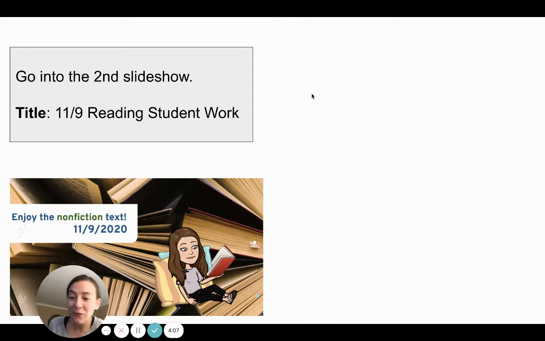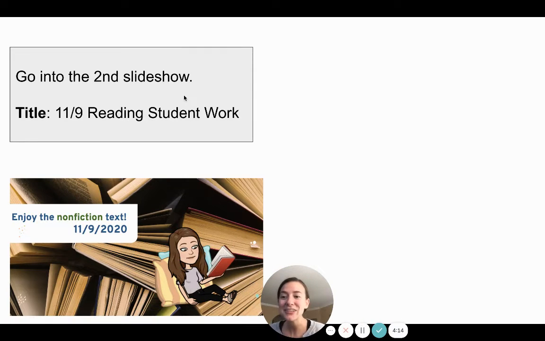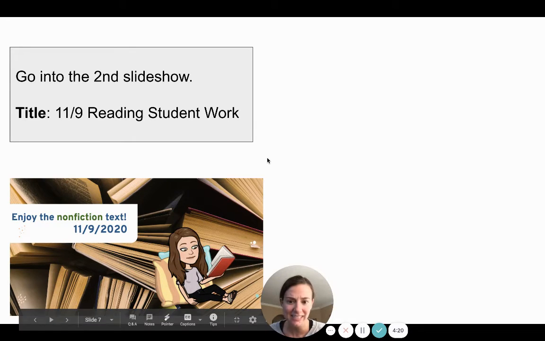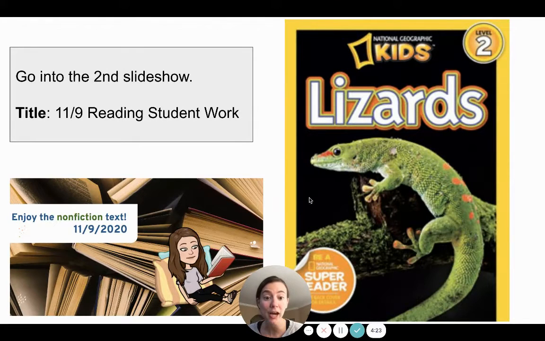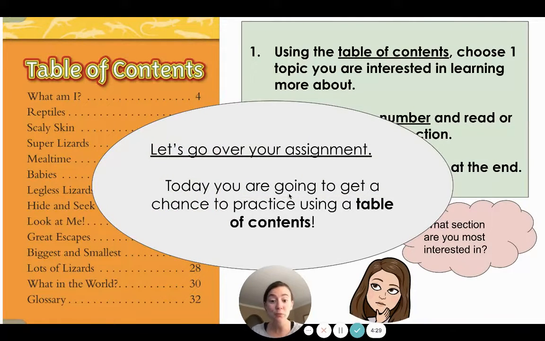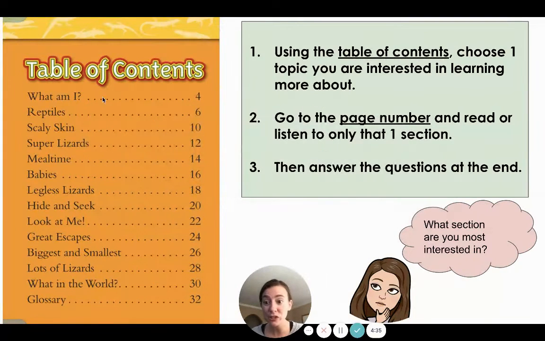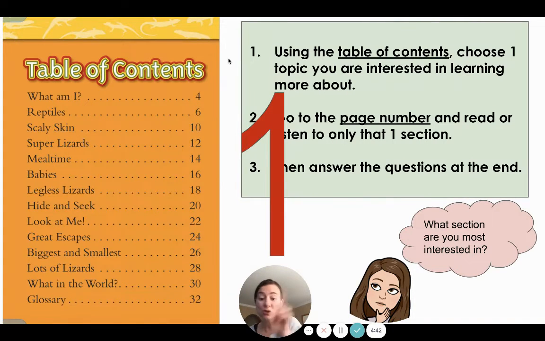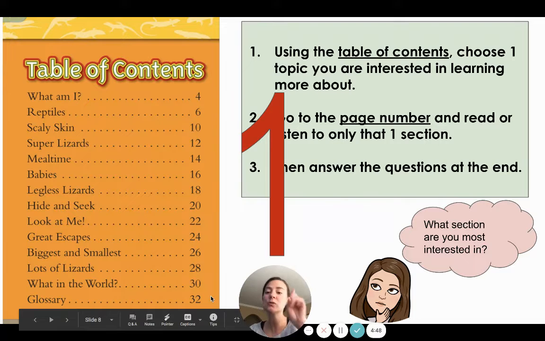So cool. So for our assignment today, friends, you are gonna go into that second slideshow titled 11-9 Reading Student Work. That front slide looks like this. And we are going to learn about lizards today. Friends, you are going to get a chance to practice using our table of contents in our lizard book. What you are gonna do is explore this table of contents and choose one section to read. Do not read the whole book, friends. Do not read all 32 pages. No! Choose one section that you are interested in, okay?